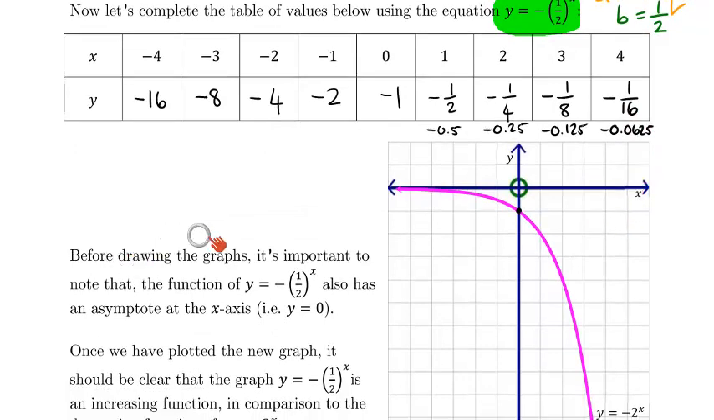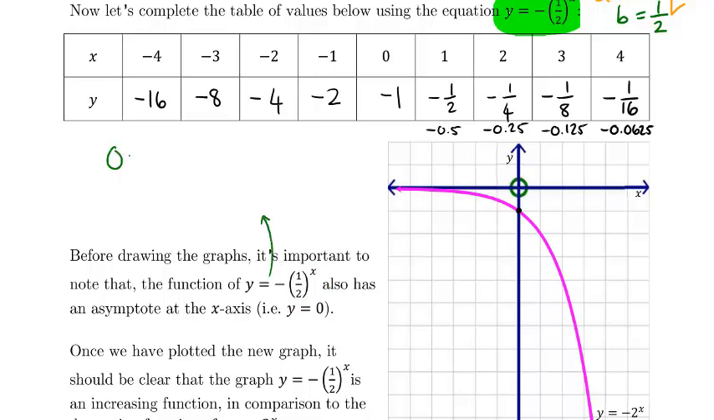And before now taking these points and drawing the graphs, it's important to note that the function y is equal to -1/2 to the x also has an asymptote at the x-axis, in other words, at y equals 0. In other words, y equals 0 will still make this equation a false statement with no solution for x. Let me just quickly demonstrate that once again, guys.